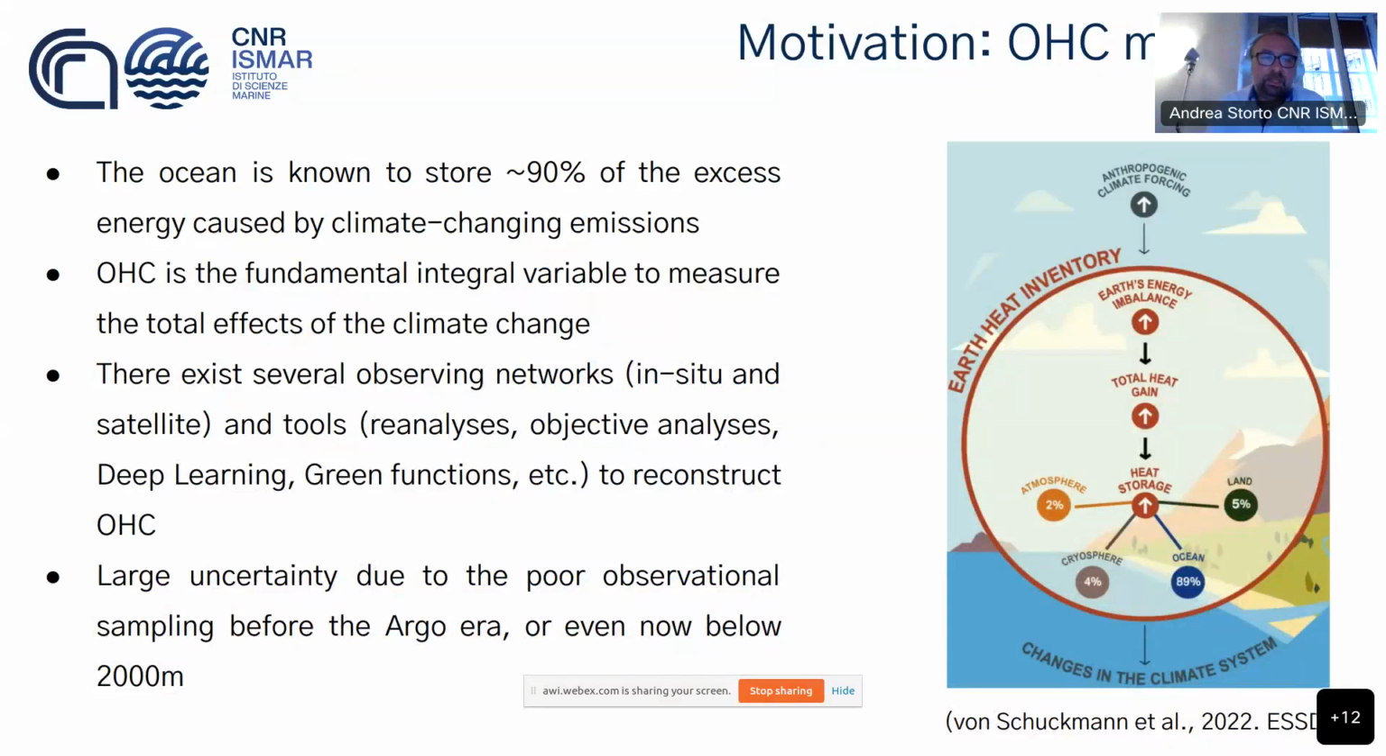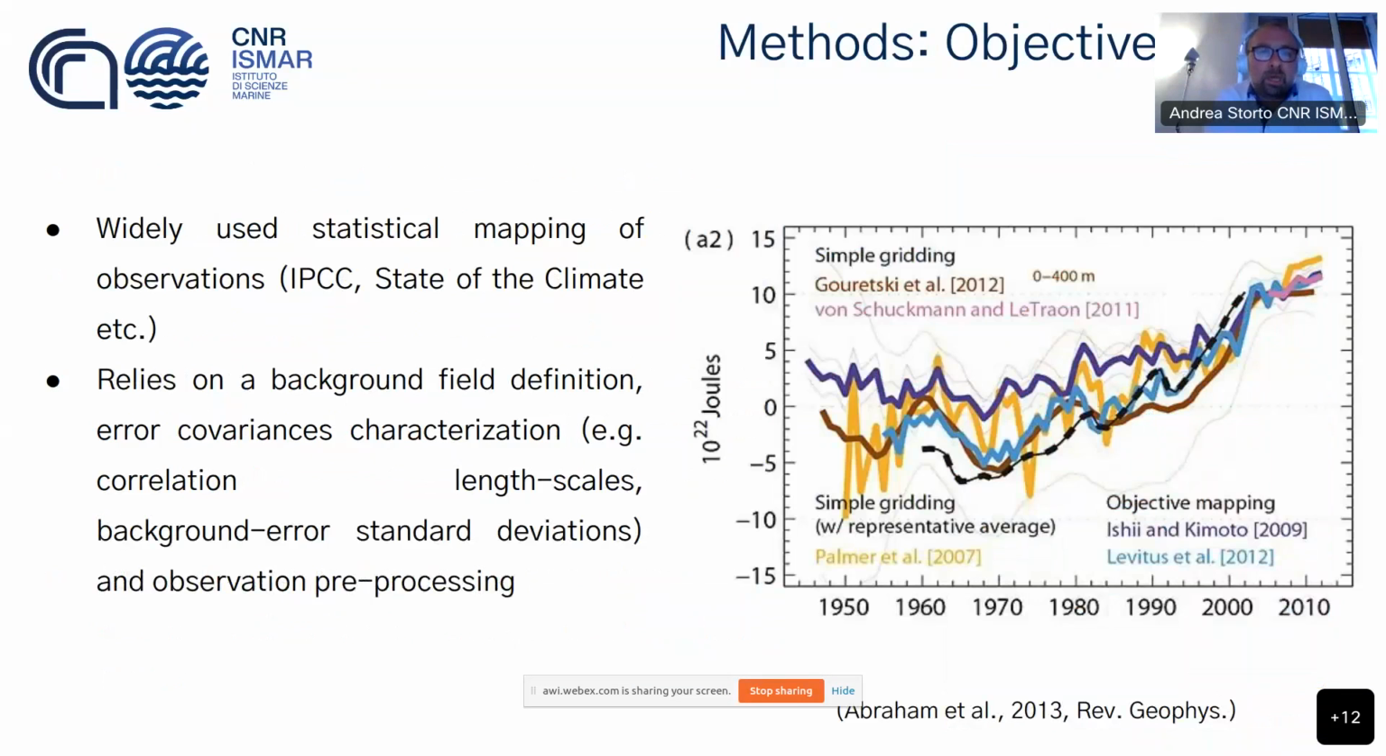However, there is still large uncertainty before the Argo era and below 2,000 meters. One very widely used method is objective analysis, which is basically statistical mapping of observations. It is the tool that is mostly used in high-level reports like IPCC and State of the Climate, which statistically map the observations using a definition of background and some error covariance characterization, like any data assimilation system. On the right, you see that different gridded methods provide different realizations of oceanic heat content.